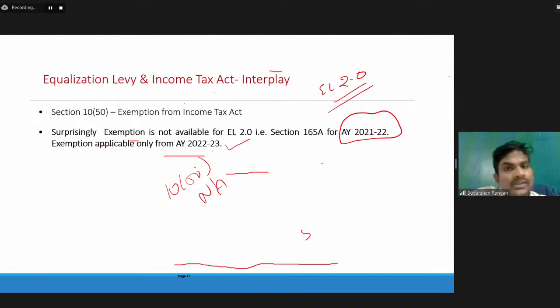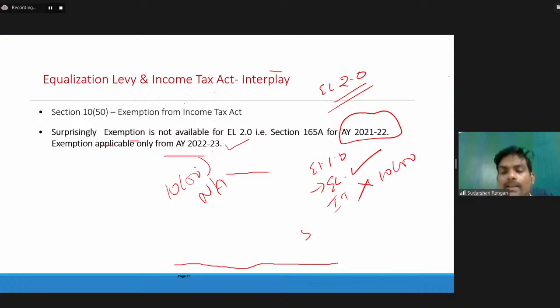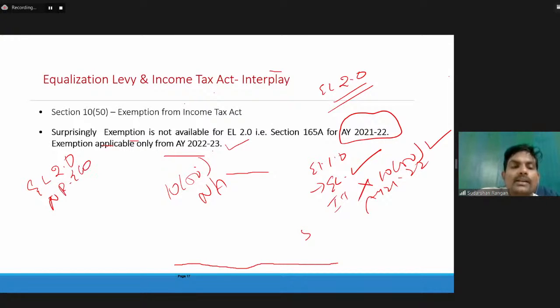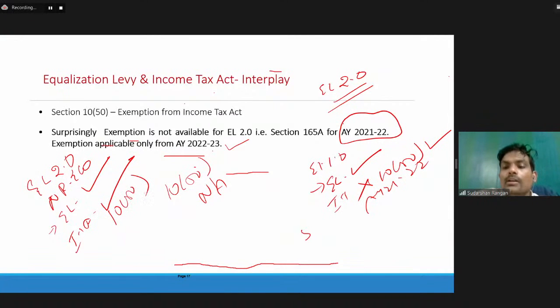I repeat, Equalization Levy 1.0: once equalization levy comes, income tax won't come. Section 10 clause 50, even for assessment year 21-22, you can take this. But for the second transaction, that is the non-resident e-commerce operator, if equalization levy is attracted, the Income Tax Act will also attract. 10(50) is not available for assessment year 21-22. Why? Don't know.